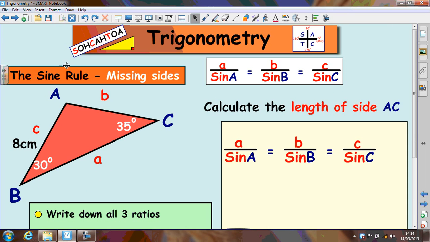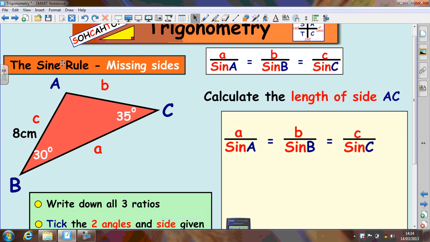So let's look at this with numbers. In this diagram here we have some information. We have two angles and a side, and we're asked to calculate the length of AC. In your diagram in the exam you probably wouldn't be given the small c, b and a, so you would need to put them in, but we've explained that previously. Small a goes across from big A, small c goes across from big C, and so on.